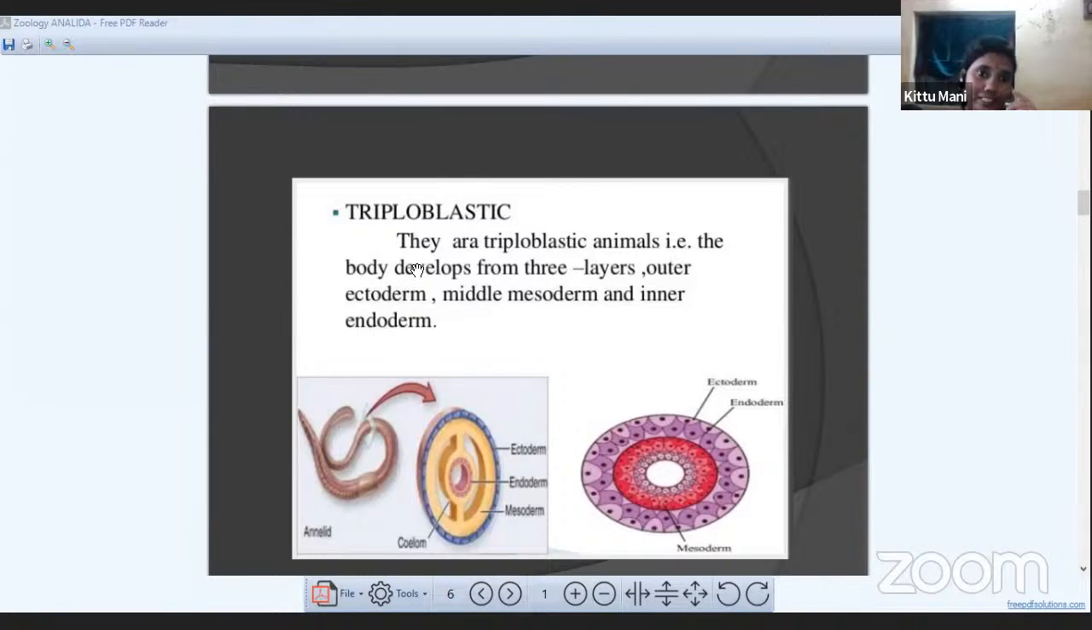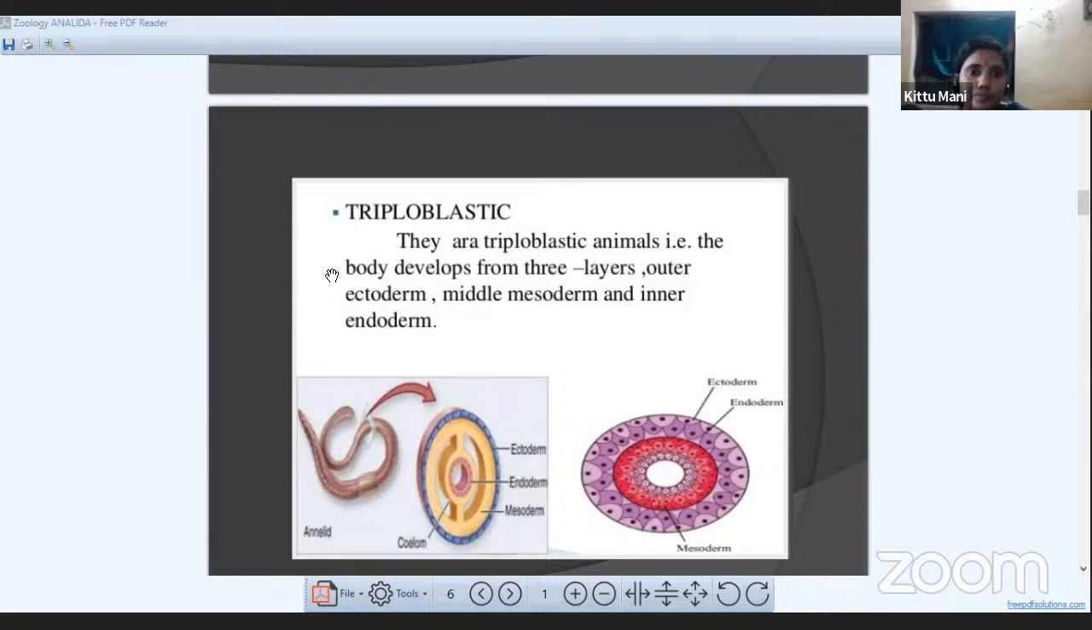But in the case of triploblastic, we observe 3 germinal layers. They are the outer ectoderm, middle mesoderm, and inner endoderm. We can observe this easily in this picture. This is the outer ectoderm and inner endoderm and the middle one, mesoderm. Okay, this is the triploblastic organization we observe in annelidal organisms.